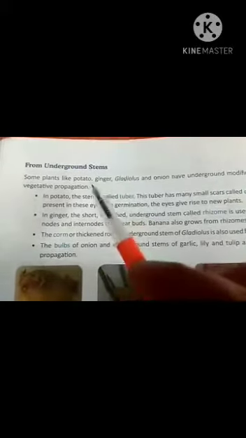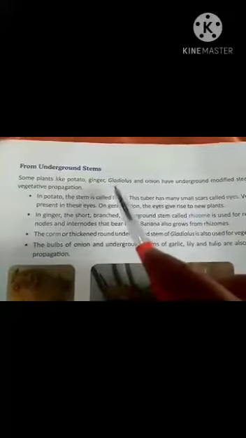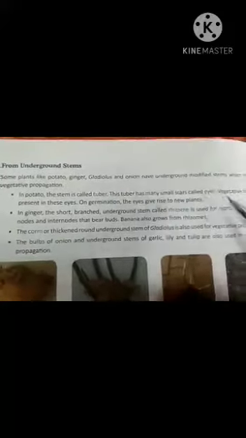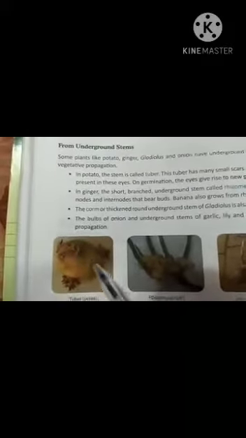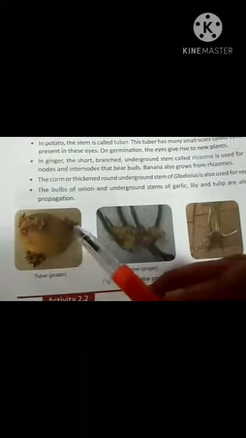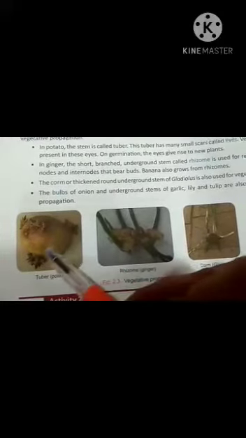From underground stems: some plants like potato, ginger, gladiolus and onion have underground modified stems which help in vegetative propagation. So in potato the stem is called tuber. So students, the thing which you eat, that is called tuber. This thing, this is a potato. Okay, and this tuber has many small scars called eyes. You might have seen that potato having so many small eyes; here they have shown you the one which is germinating, but before that there were some structures called eyes. So vegetative buds are present in these eyes. On germination, the eyes give rise to new plants.